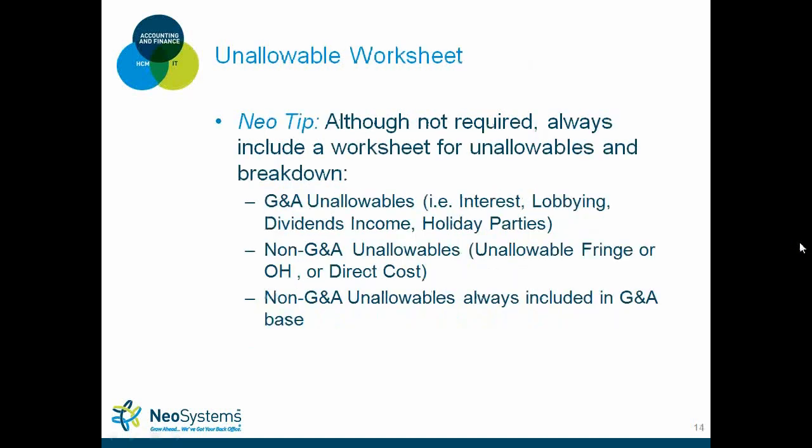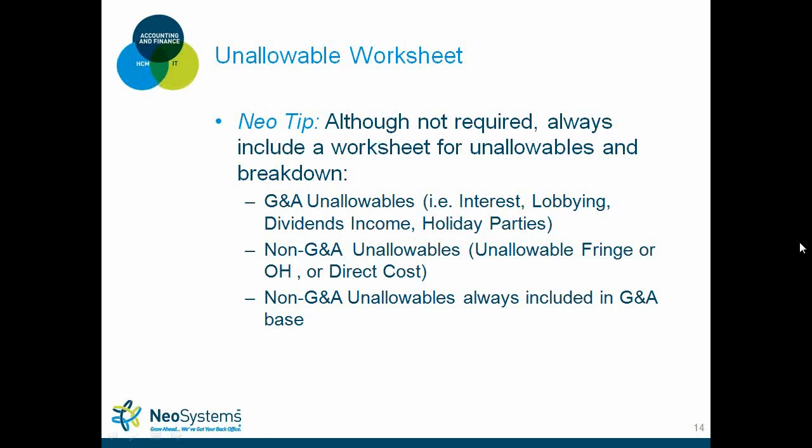Okay. Unallowable worksheet. This is not required. It's nowhere in the ICE model. It's nowhere in the requirements, but they want to see it. They usually ask for this. So include a worksheet that looks similar to a schedule, but it's not a schedule, for unallowables, and break it down. And the breakdown really is between G&A unallowables and non-G&A unallowables.